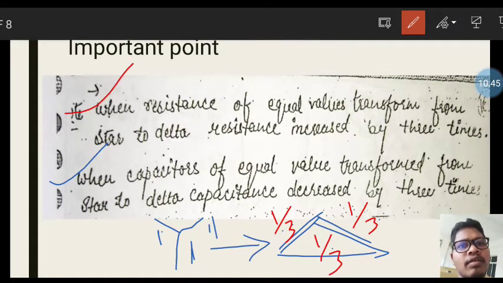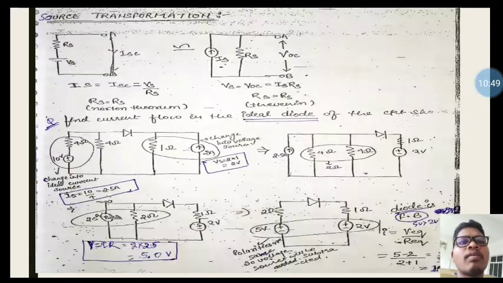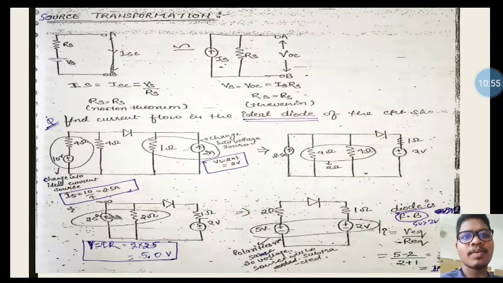Okay, so please remember these 2 points, those are very important. Now come to the source transformation. So why do we need source transformation? Because of the complexity of the network. We need to transform this complex network into a simple network by source transformation only, and then we need to find whatever is being asked.